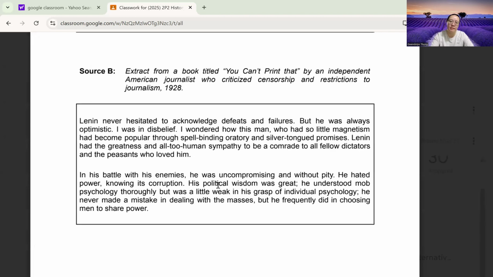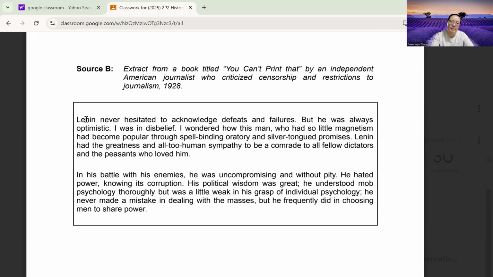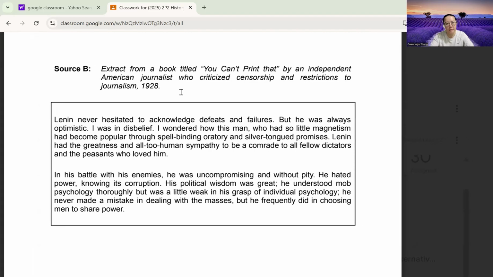This one's context: if you look at the name here, Lenin, he was one of the leaders of the Russian Revolution. So this is the context of Russia. And it's an extract from a book titled You Can't Print That by independent American journalists who criticize censorship and restrictions to journalism. This was in 1928. I am not very sure about the full context even now as I speak, because I wasn't the one who created this source.